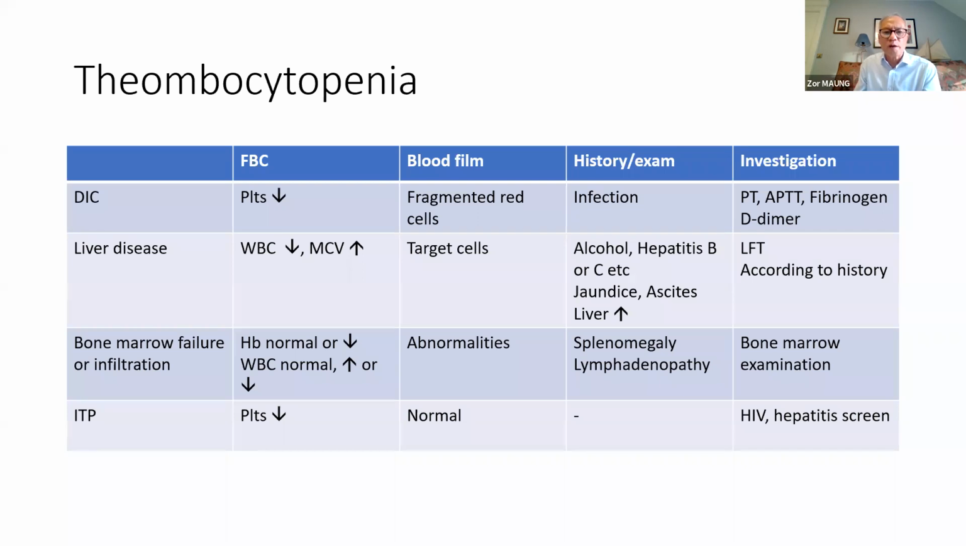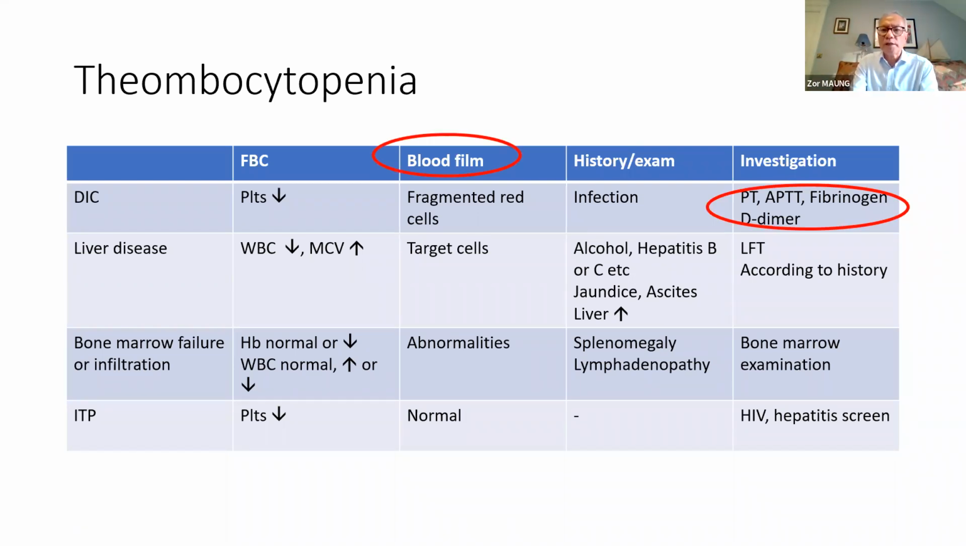If the blood film shows no abnormality and there is no splenomegaly, no lymphadenopathy, no evidence of liver disease, and the coagulation screen is normal, then you think of ITP, autoimmune thrombocytopenia. So you have to work it out like that.